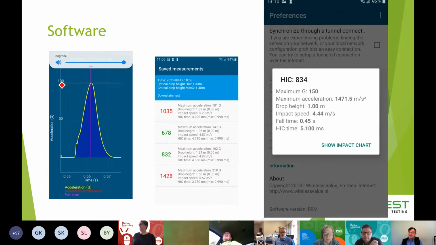On the side here, we're measuring G. The machine actually measures everything in G, or gravities. So this is 100 gravities at the top here. When you convert it and double integrate this to work out the area under the curve, that works out the HIC inside this thing here, based on T1, T2, which would be about there. But I'll show that in a second.